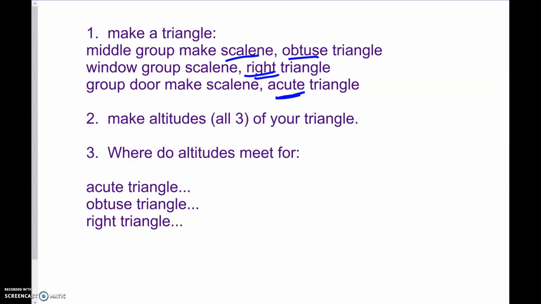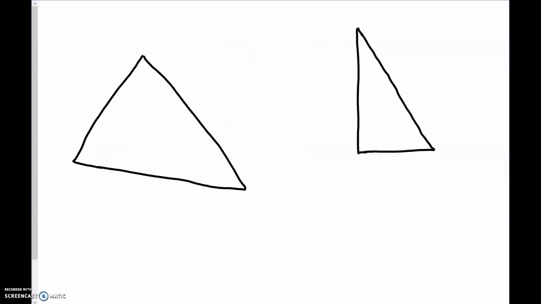So where do they meet? This first one is our acute. What we're doing this time is altitudes. Altitudes are similar to when you find the height of a triangle. If we wanted to find the area, they typically tell us the height of this. It starts at a vertex and goes to the opposite side perpendicular. We often call that the height of the triangle.